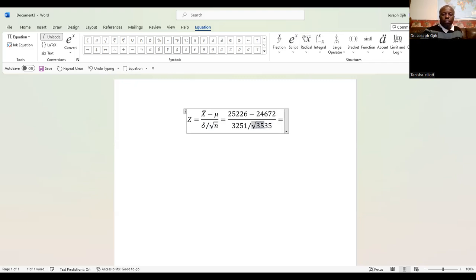So I'm going to correct it again. 35. So let's put this on the calculator. Let me write this down. Z equals 25,226 and 24,672, for the standard deviation of 3251 over root n, and n is 35. Let's put it on the calculator.